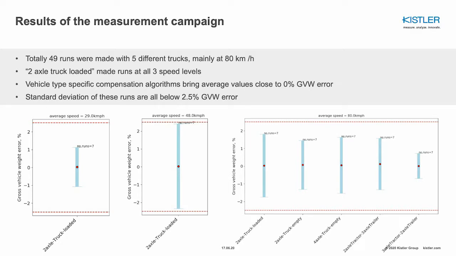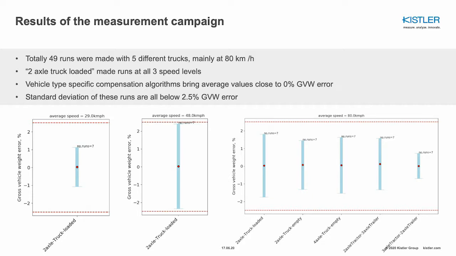So taking a look at the graphics here. The graphic on the left shows the data from the 2-axle loaded truck at 30 kilometers per hour, and we see at the red point the average value of the gross weight error of all 7 runs, and in blue the standard deviation of all 7 runs is indicated. So we see here very nicely that the average is very close to 0 and the standard deviation is about plus minus 1% at 30 kilometers per hour.